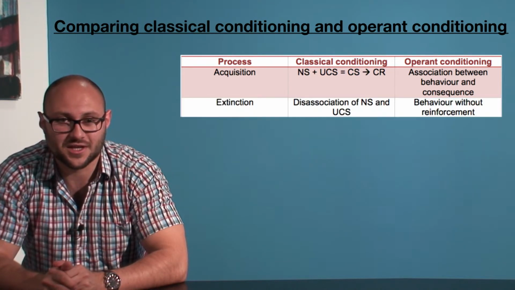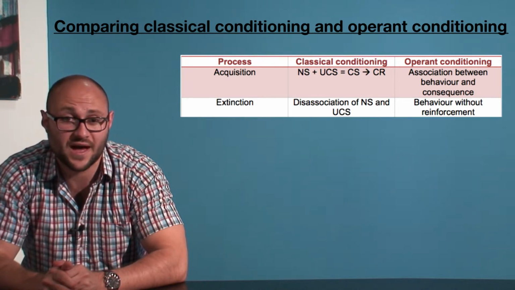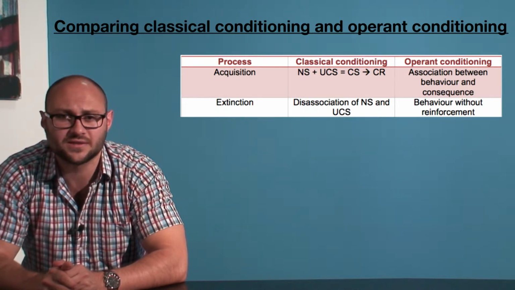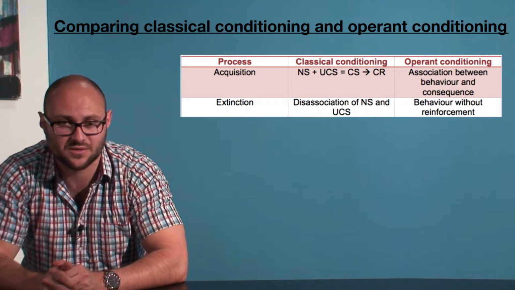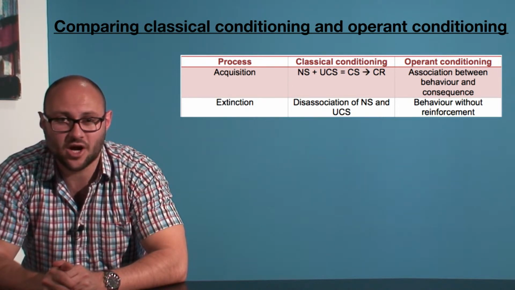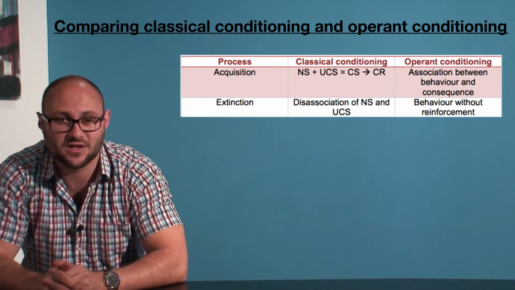In classical conditioning, extinction occurs when the neutral stimulus is repeatedly presented without the unconditioned stimulus, resulting in a disassociation between the two. Comparatively, extinction in operant conditioning involves behaviour not resulting in the expected consequences.